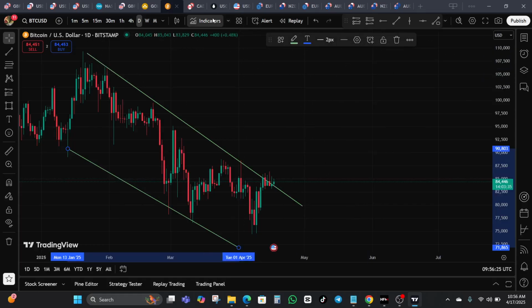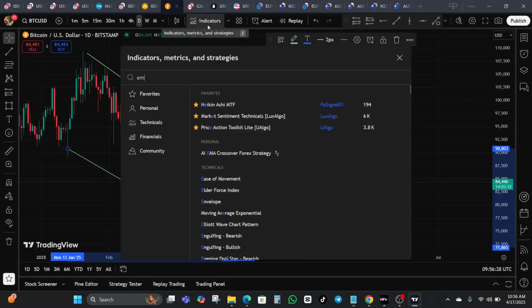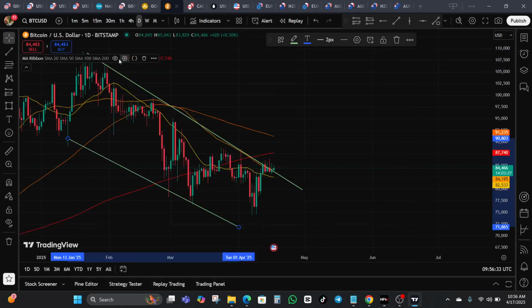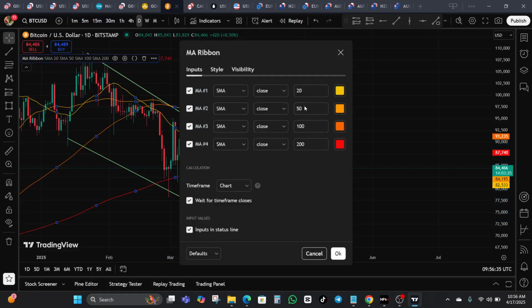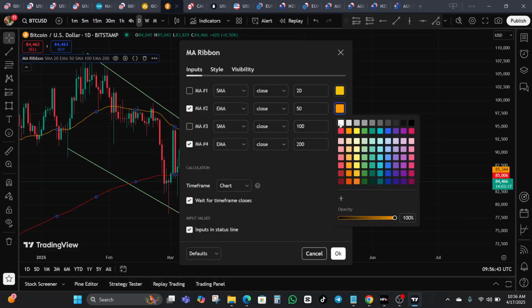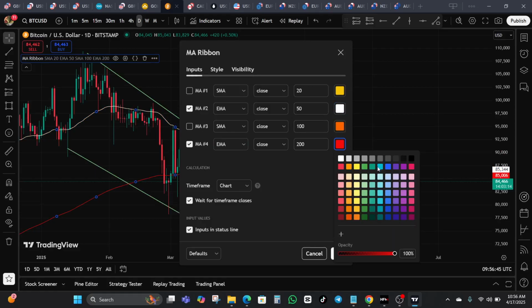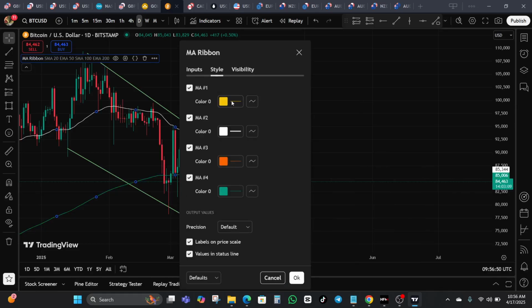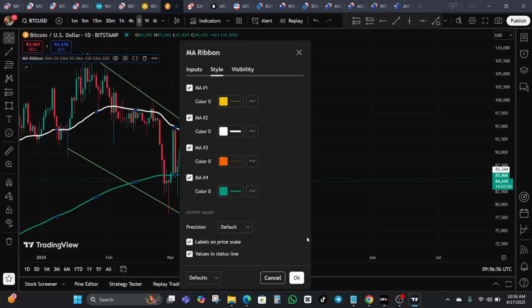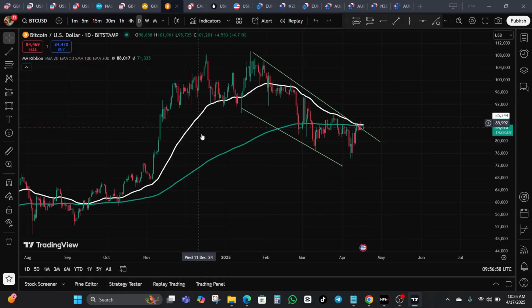So now you can also add the 50 and 200 EMAs. We're going to be adding the 50 and 200 EMAs to the chart. I'm just going to use the ribbon, change this to EMA, change this to EMA, make this color green, go to the style, increase the thickness, and we're good to go. So we have the 50 EMA and the 200 EMA added to the chart right now.